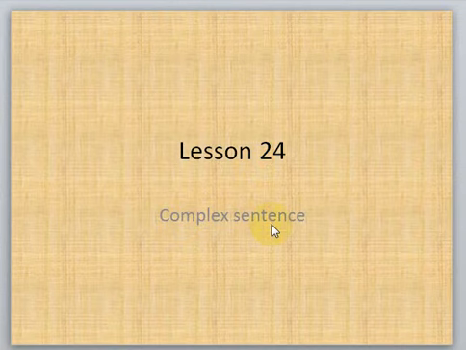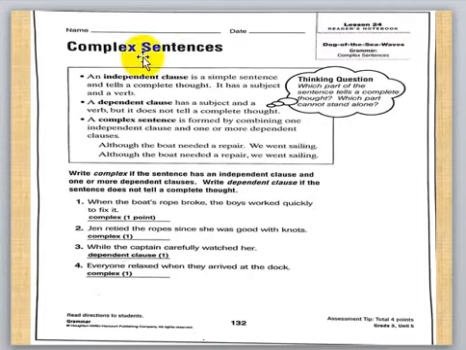Complex sentence. Let's start with the lesson, complex sentence. But before we say the meaning of a complex sentence, we need to know the meaning of an independent clause and a dependent clause. We have two things here. An independent clause is a simple sentence and tells a complete thought. Complete thought means a complete sentence.